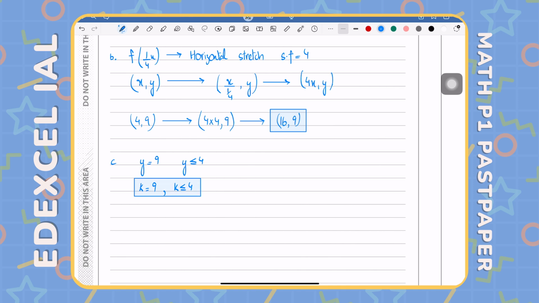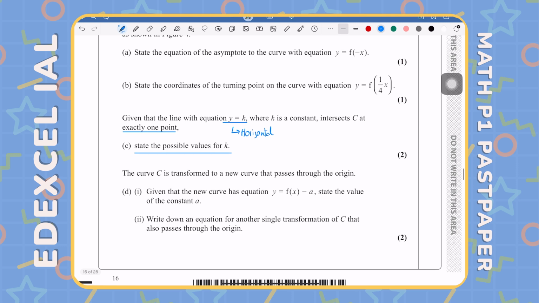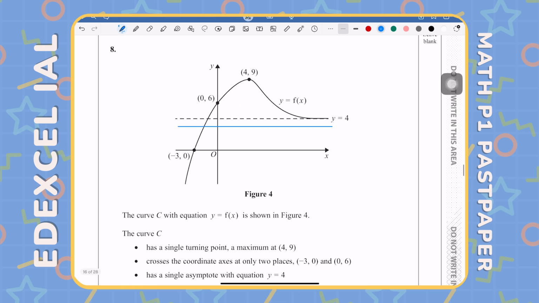Okay. Now, part D. And I think D has two parts. Yep, part 1 and part 2. Given that the new curve has equation, oh, no, wait a minute. The curve C is transformed to a new curve that passes through the origin. Okay, now the curve is passing through the origin. Given that the new curve has equation y equals f of x minus a, state the value of the constant a. Okay, so if I want to make sure that this curve passes through the origin, there are two ways that I can do it.